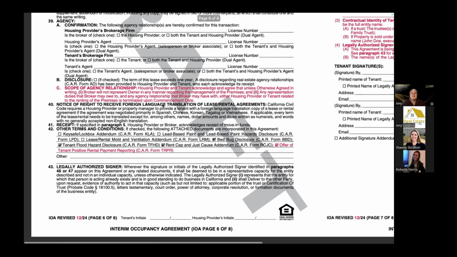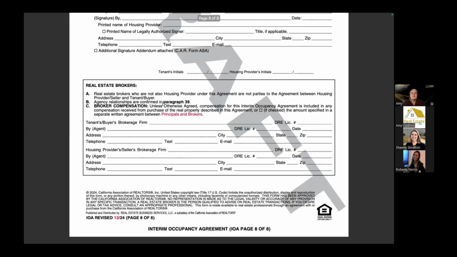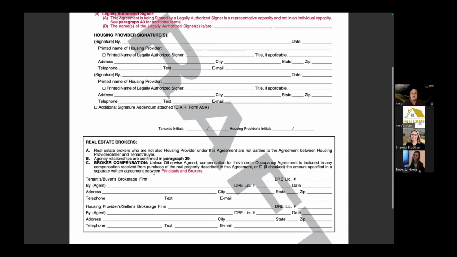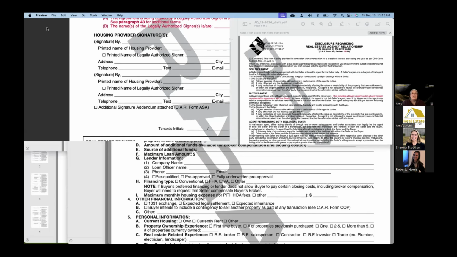I actually think they need to renumber. Oh, there's number 7. We've also got the entity page 7, the entity for the seller as well. And then it just says, just so you know, under broker compensation they've added principals and brokers. So they've just added that in there at the end. All right, so that's your IOA. Those will be the changes you see there.